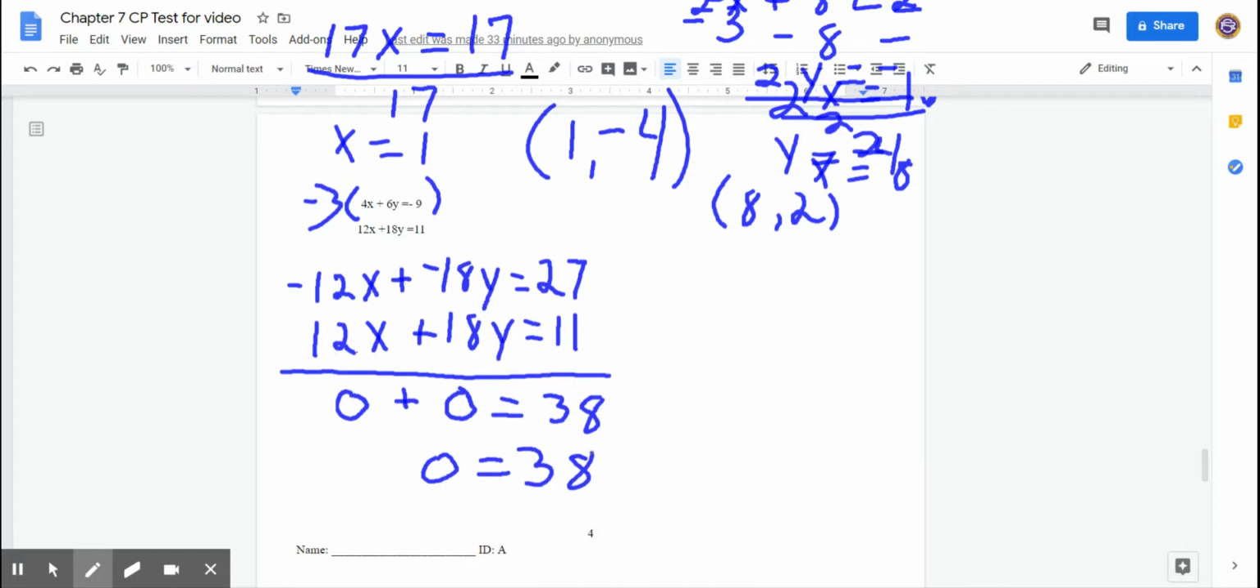This is one of those special solutions because both variables were eliminated. When both variables are eliminated, you have one of two choices: it's either all real numbers or no solution. So you ask yourself, does 0 ever equal 38? No, it does not. Never. So the answer is no solution. So that's what the answer is to that.